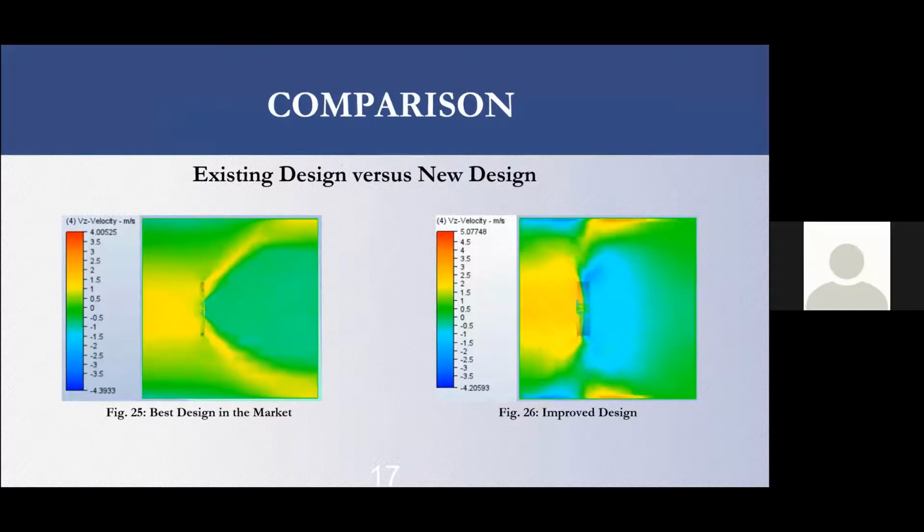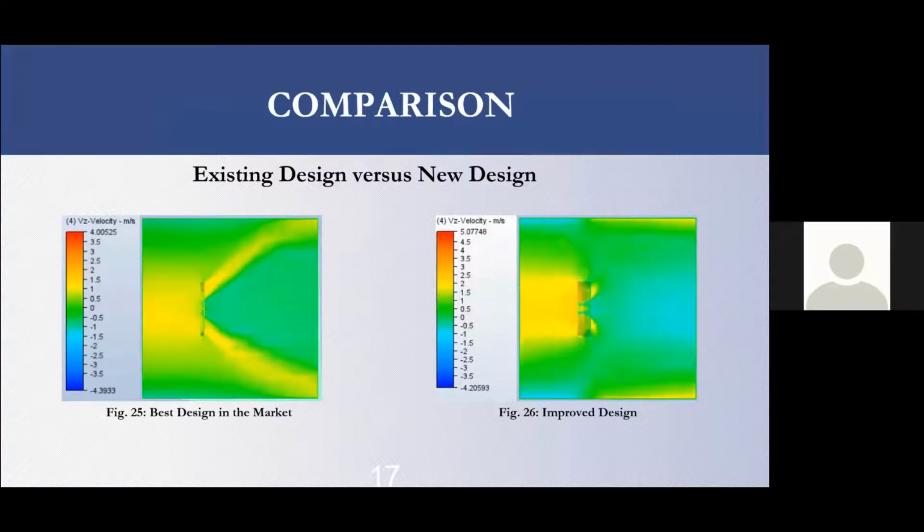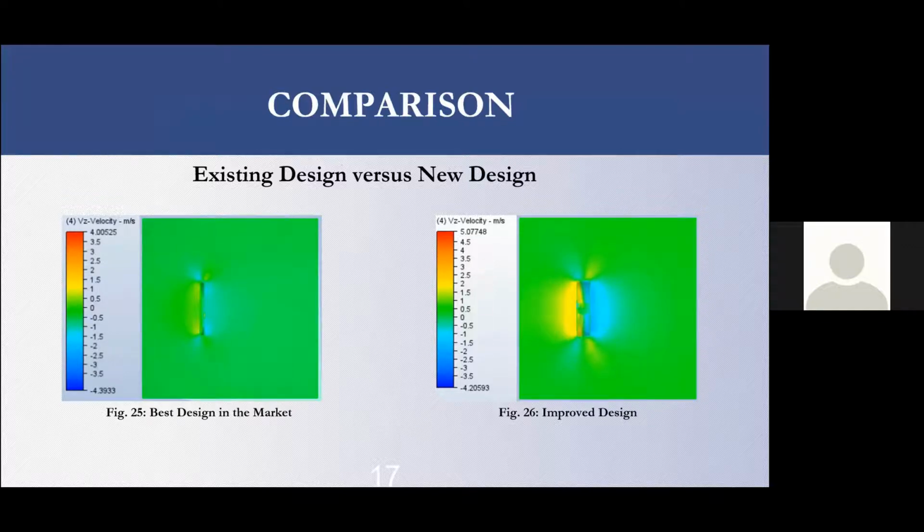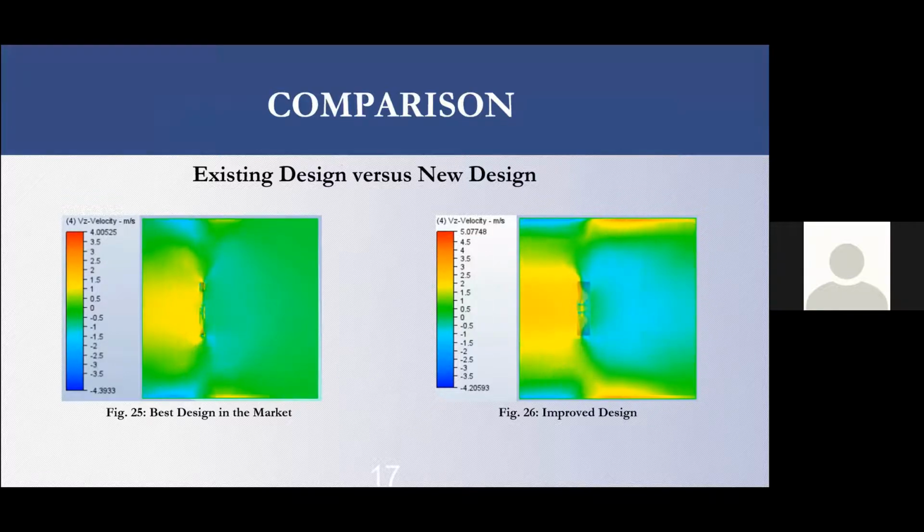By looking at the legends, you can see that our design achieves a maximum velocity along the axis of rotation of 5 meters per second, whereas the best fan in the market achieves that of just 4 meters per second.